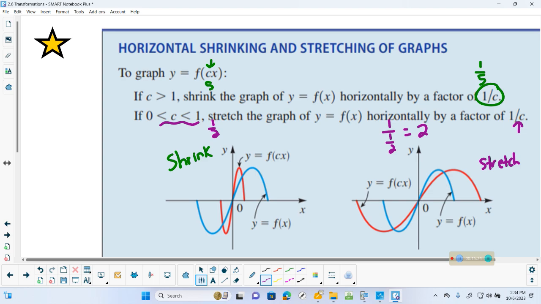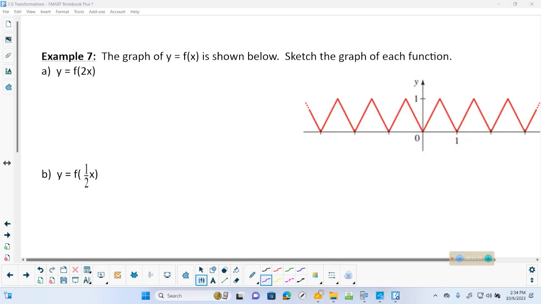So let's do a couple graphs of this. So this is really going to test my drawing skills here, kids. Let's see what we can do. So the graph of f of x is shown below, so over there on the right-hand side, the red. Sketch the graph of each function. Okay, all right. So you've got the 2 on here. So let's take a look at that.